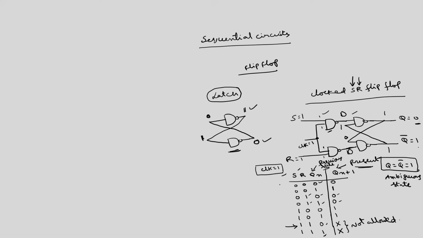So, this is the truth table of SR flip flop. When both are 0, this remains at Qn. If reset input is 1, regardless of the previous state, the output is 0. If set input is 1, regardless of the previous state, the output is set to 1. And 1 1 is not allowed. This is the case when clock is equal to 1. So, what happens if clock is equal to 0?